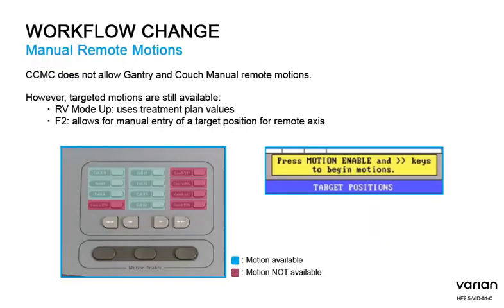CCMC does not allow gantry and couch manual remote motions. However, the CCMC still allows for targeted remote motions, where F2 is pressed and a target value is typed in.